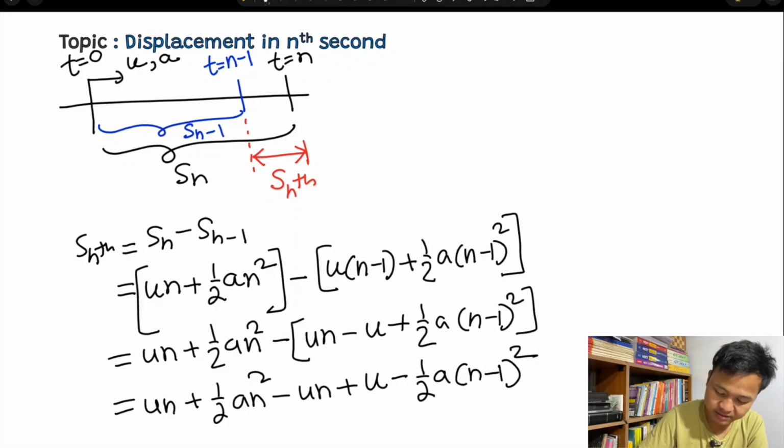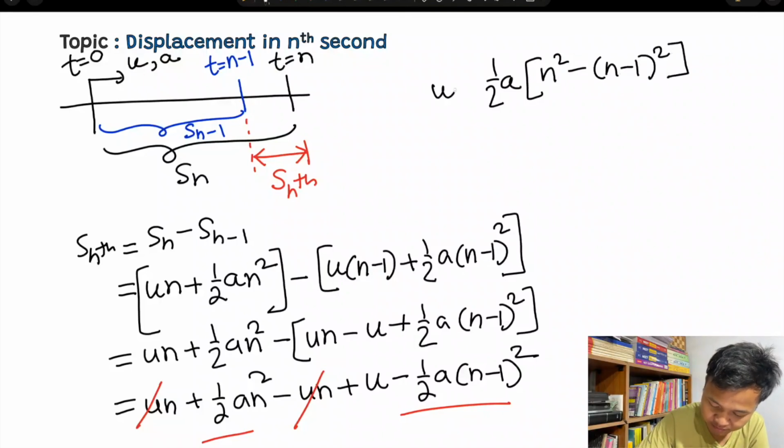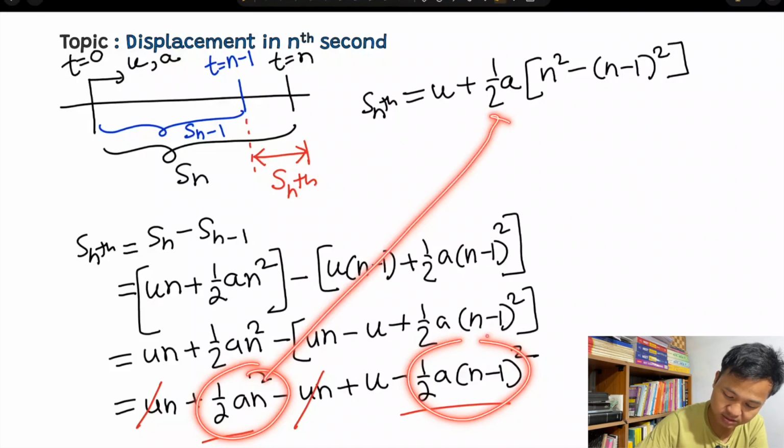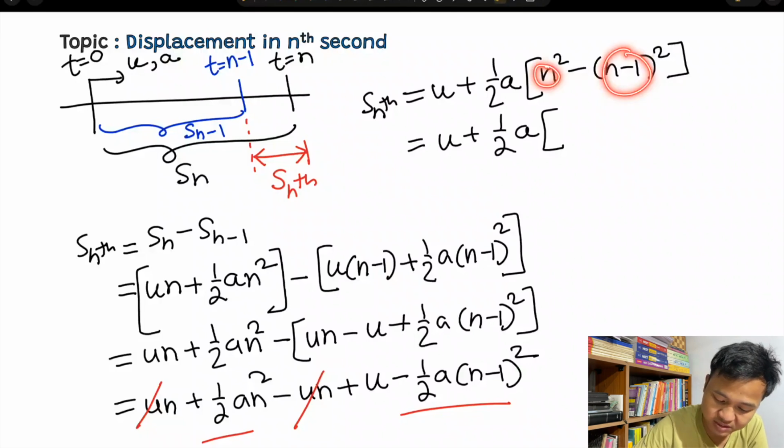Here un cancels out, okay, so the common part, half a is common, n square minus n minus 1 square, and u plus. Okay, so this is S n. So u comes here and this comes here. So u plus half into a times a square minus b square. a square minus b square is a minus b, a plus b.